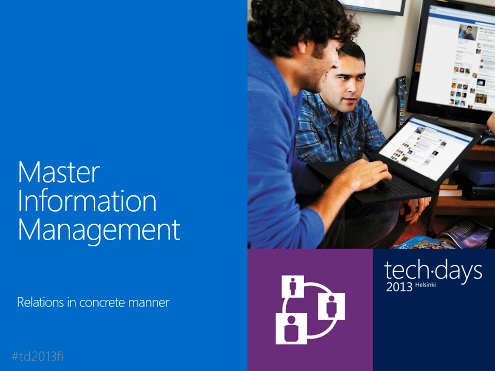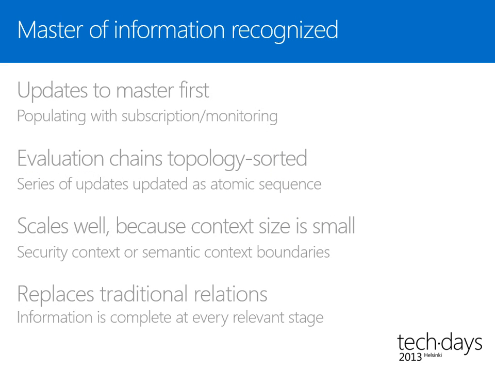Then the last part of the logical architecture: master information management. We have now described a way to model information, although in a pretty high-level manner. We'll dive deeper into it in part 2, where we spend some time explaining how and why not having relations is a good thing. So we recognize the master of any information in the system. All the updates go to the master first. Any concurrency check, that we are updating the latest data, is made against the master. Then from the master we populate the whole information structure with subscriptions and monitoring. So we let the information flow update itself once the master is updated.